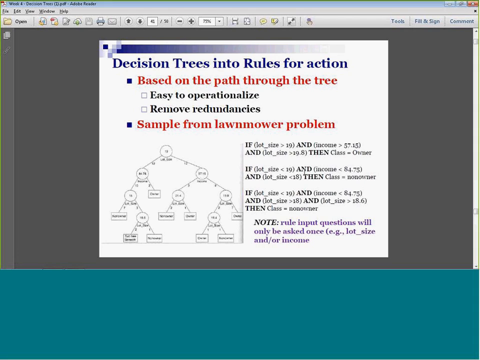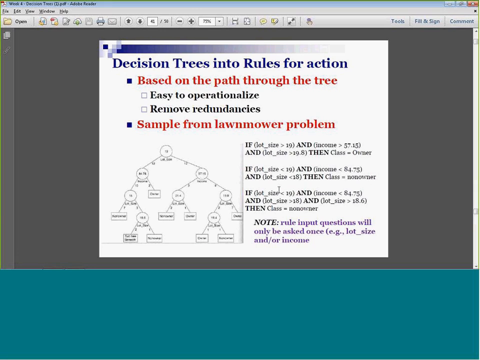If the lot size is less than 19, income is less than 84.75, and lot size is less than 18, then non-owner. Again, it would ask you this question: what's your lot size? And if you said 17, what's your income? 30,000. It's going to say, well, that's true and that's true, and I already know lot size, it's less than 18. It's not going to ask that again, and so forth.